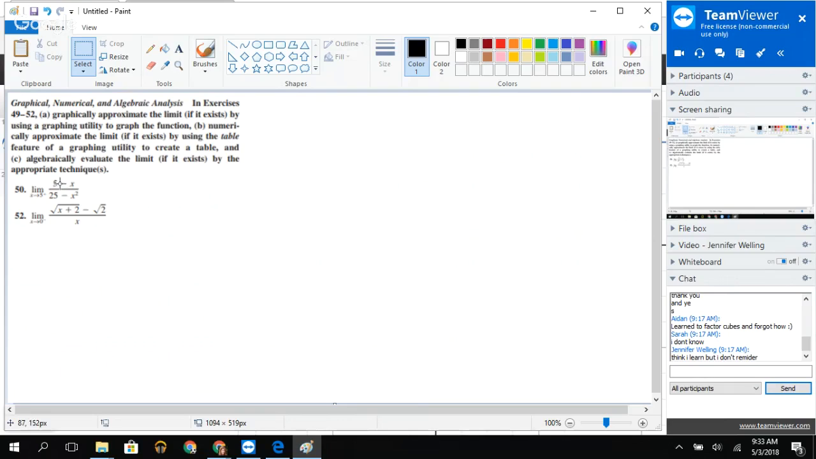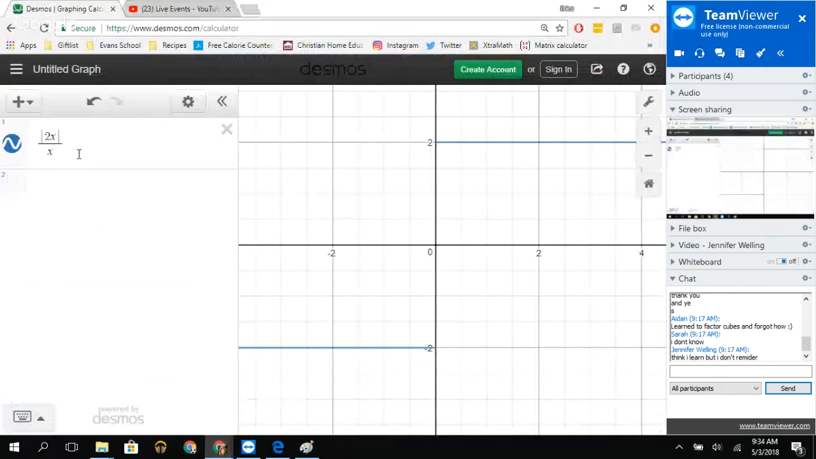Okay, so we have 5 minus x over 25 minus x squared. First, we want to graphically approximate the limit. That's easy, right? We all can type it into our calculators.